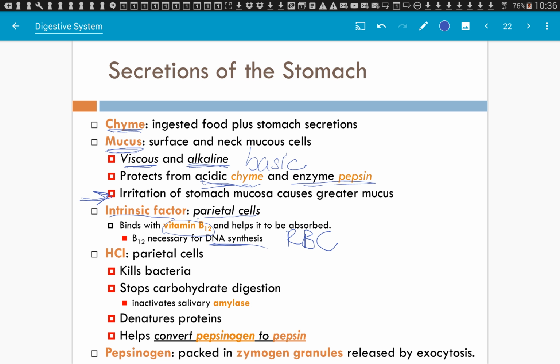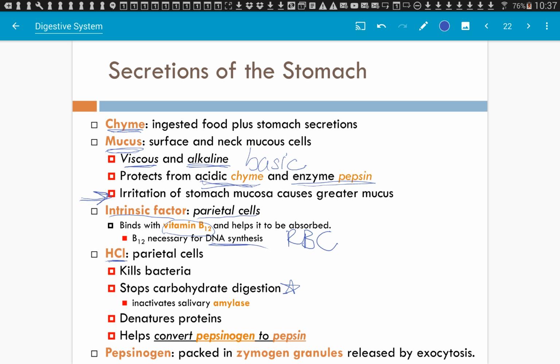Hydrochloric acid is also secreted from the parietal cells. Hydrochloric acid pretty much kills anything, breaks down almost anything. There are a few things that can get by hydrochloric acid, but that's later for you when you take microbiology, which is a really fun class, by the way. It kills bacteria.